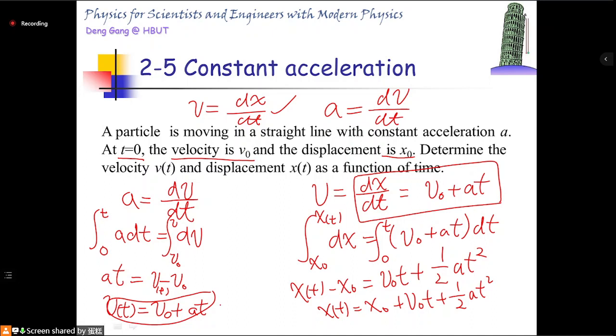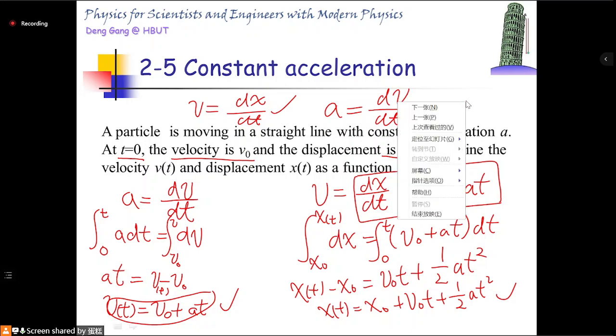So these two equations can be applied to the situation when something is moving in a straight line with constant acceleration. So these two equations may be useful. So let's see this again.